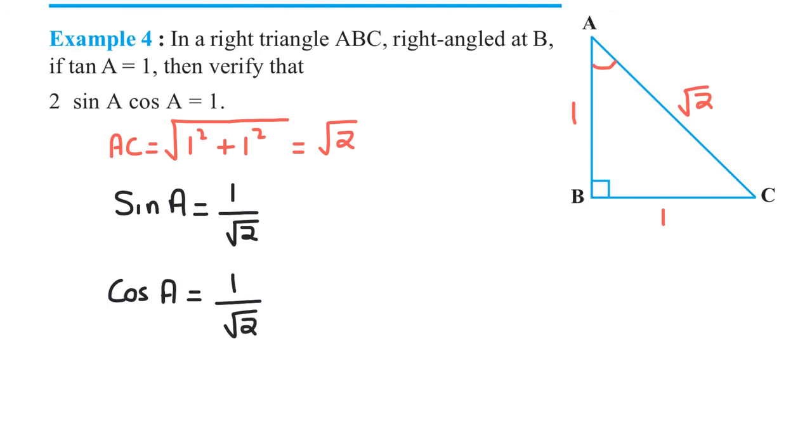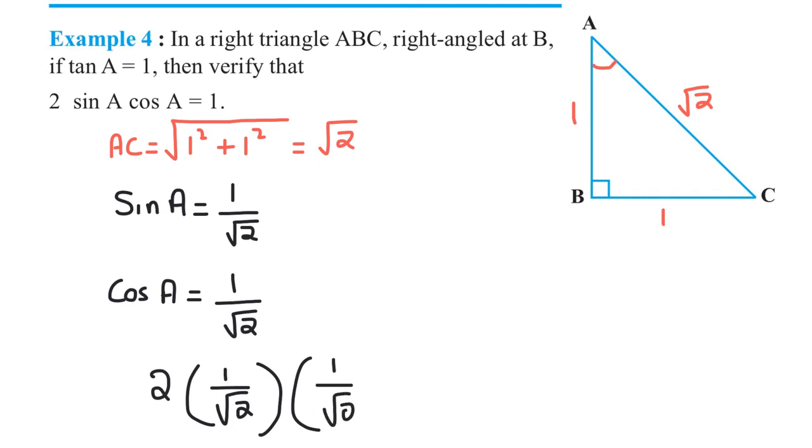What are we supposed to verify? 2 times sine A cosine A. So let's plug it in. 2 times sine A, which is 1 over root 2, times cosine A, which is 1 over root 2. And that's going to be equal to 2 times 1 over root 2 times root 2, which is 2 over 2, and that's going to be 1. So this is the answer.